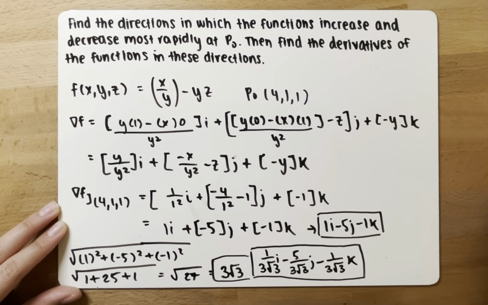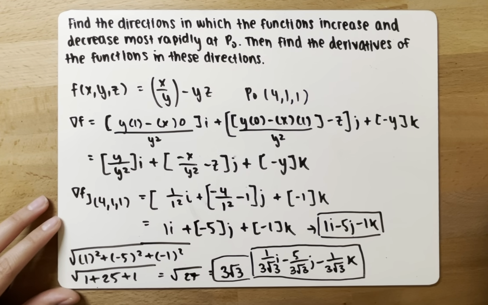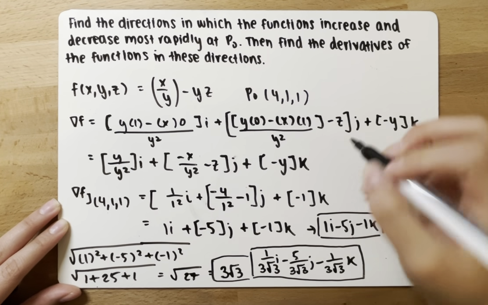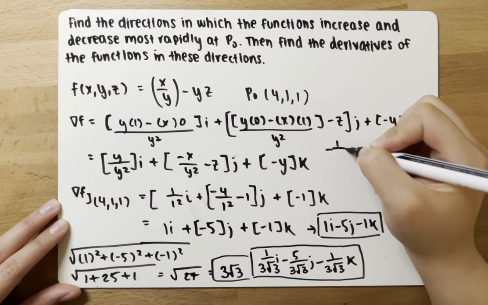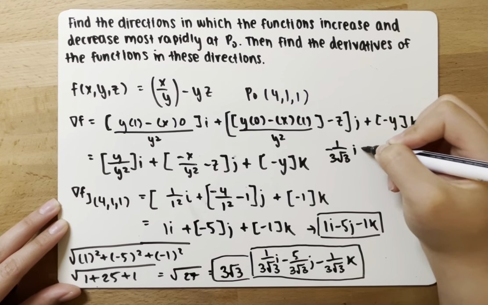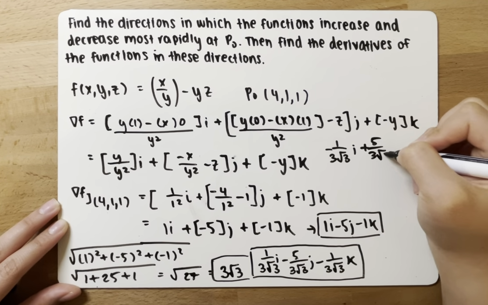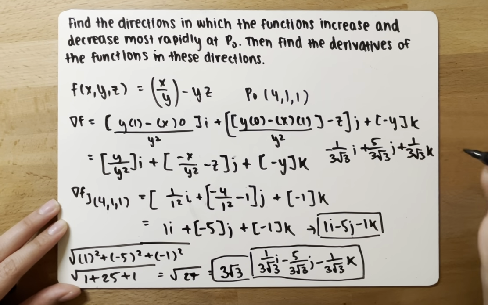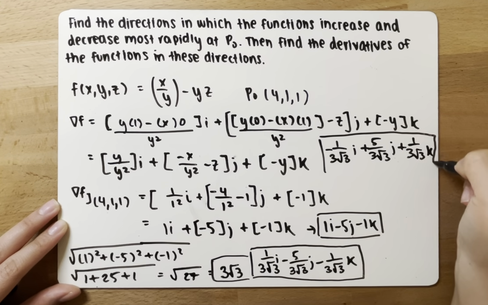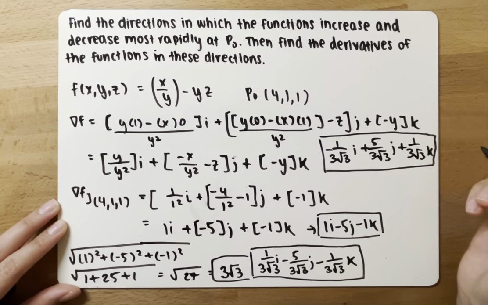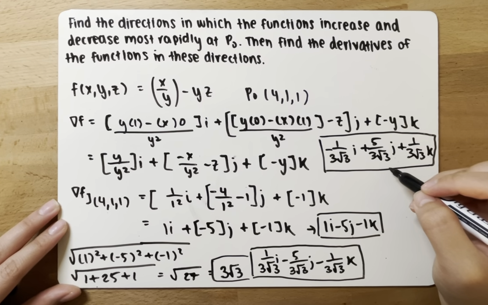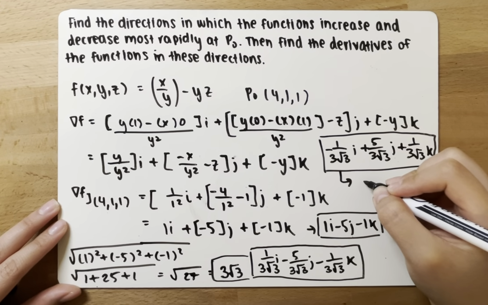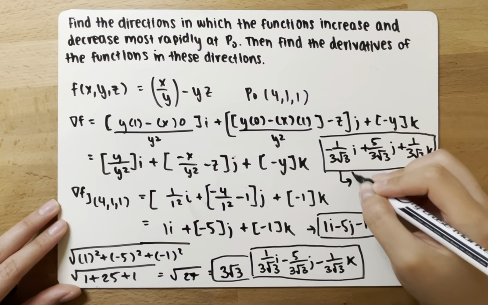Now, in order to find the direction in which the function decreases most rapidly, it would be the opposite of this. So switch the signs, you have negative 1 over 3 root 3 i plus 5 over 3 root 3 j plus 1 over 3 root 3 k. So this is the direction in which the function decreases most rapidly, and the derivative of the function in this direction would be the negative of the magnitude. So it will be negative 3 root 3. There you go.